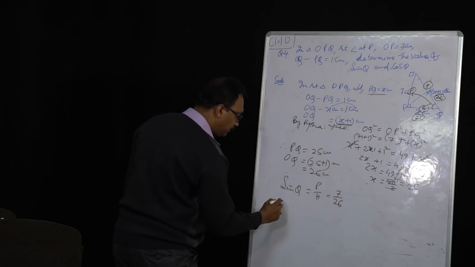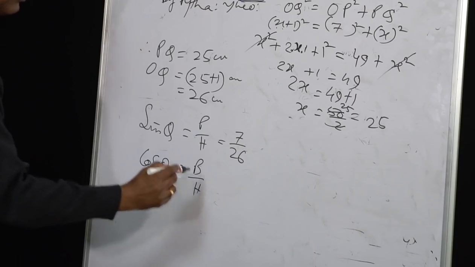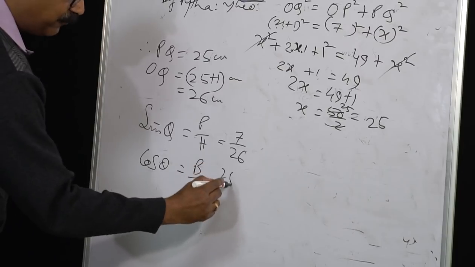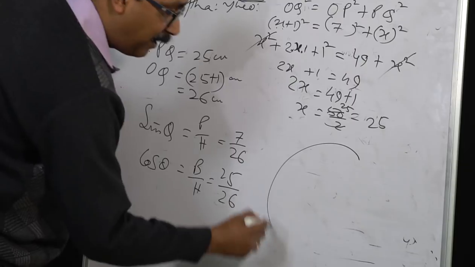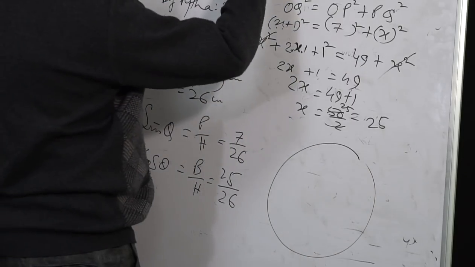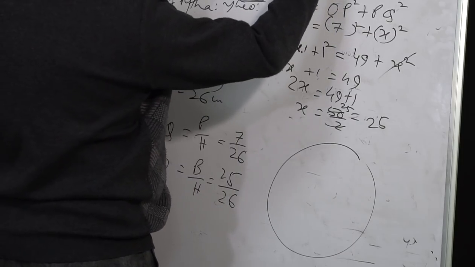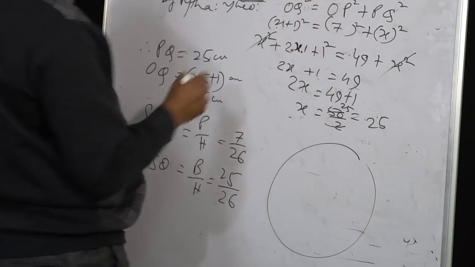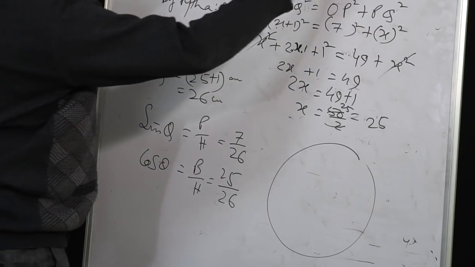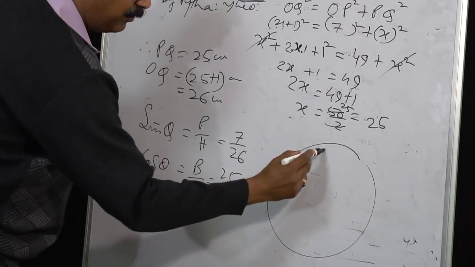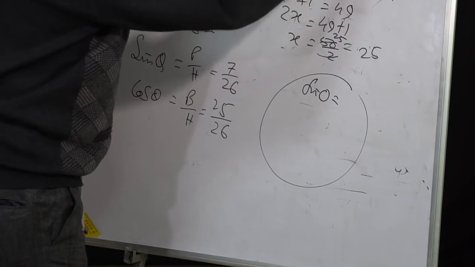What is cos Q? It is base by hypotenuse. What is base here? 25. What is hypotenuse? 26. Supposing they ask you what is the value of sine O or cos O, they can ask also. Please remember, if they ask these two, then how to find? Sine O means this is the angle. Look at this, sine O. If I find sine O, P by H, if it is angle O, the perpendicular will change.